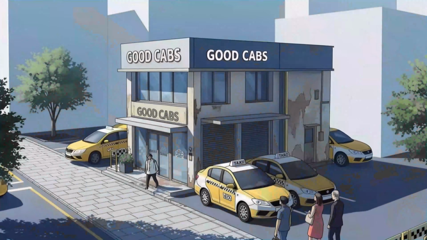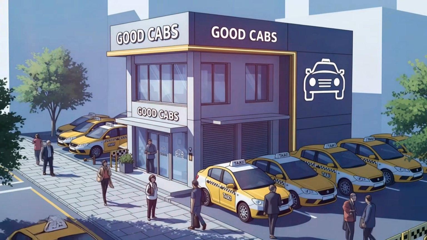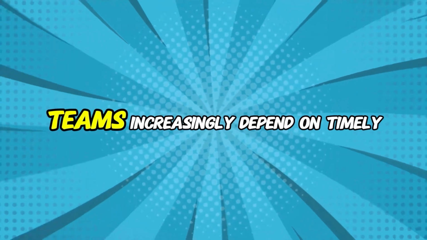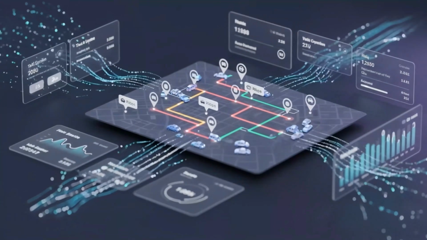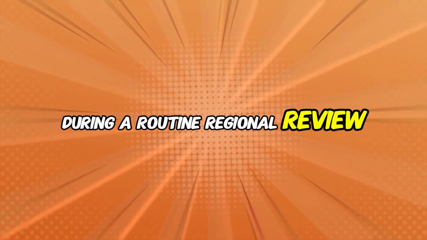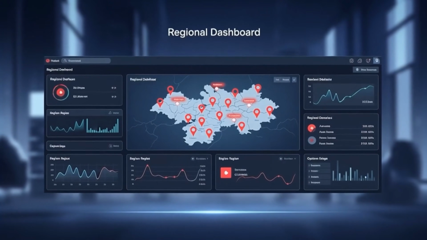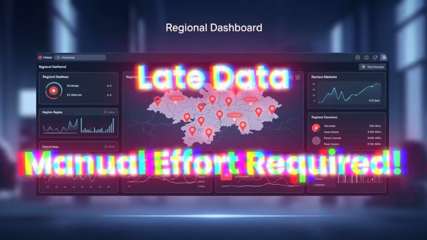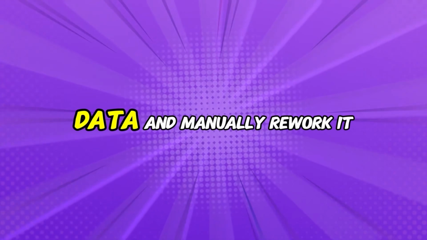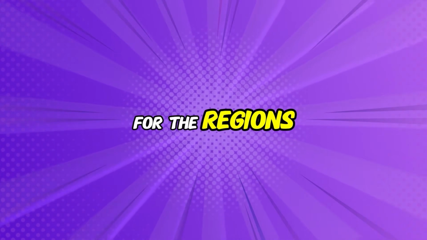So let's straight away jump into the problem statement for our project. GoodCab is a fast-growing cab service company operating across multiple cities and regions. As the business scales, regional teams increasingly depend on timely region-specific data to run daily operations. During a routine regional review, a serious concern emerges. Regional managers are not receiving data on time, and the dashboards they get are generic and hard to use. Teams are forced to export data and manually rework it for their regions.